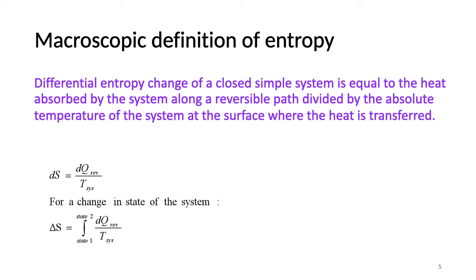When the system changes its state from 1 to 2, the entropy change can be estimated by integrating this equation. But you should always remember that this integral should be evaluated along a reversible pathway. If the path from state 1 to 2 is reversible, then use that path. If the path is irreversible, then consider any reversible path.